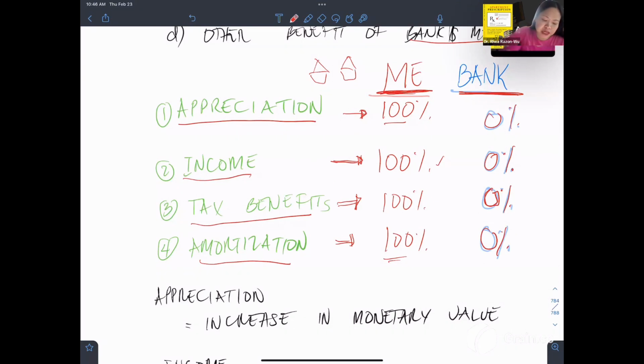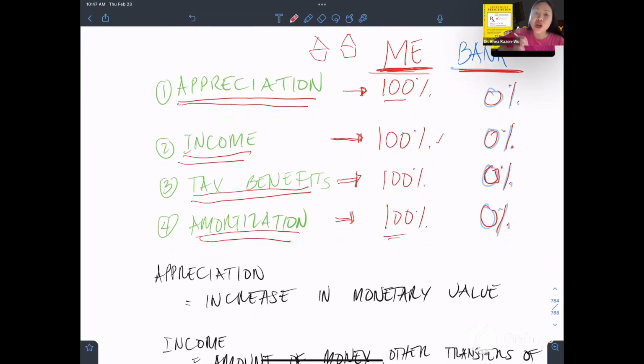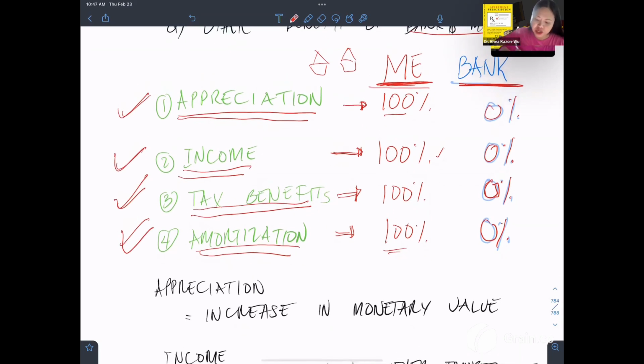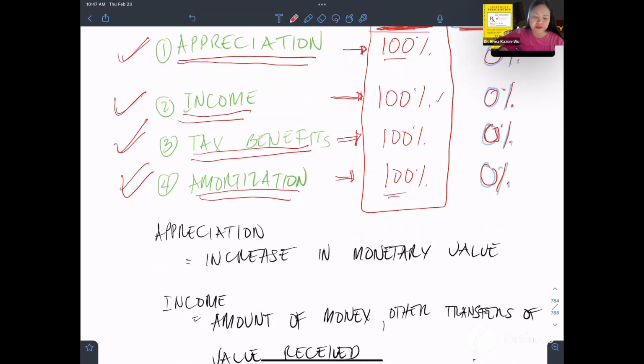So let me explain what appreciation, income, tax benefits, and amortization are, so we have a better understanding of these advantages of owning the property. Again, I'm going to discuss appreciation, income, tax benefits, and amortization, which I, as the owner of the property, get 100% of.